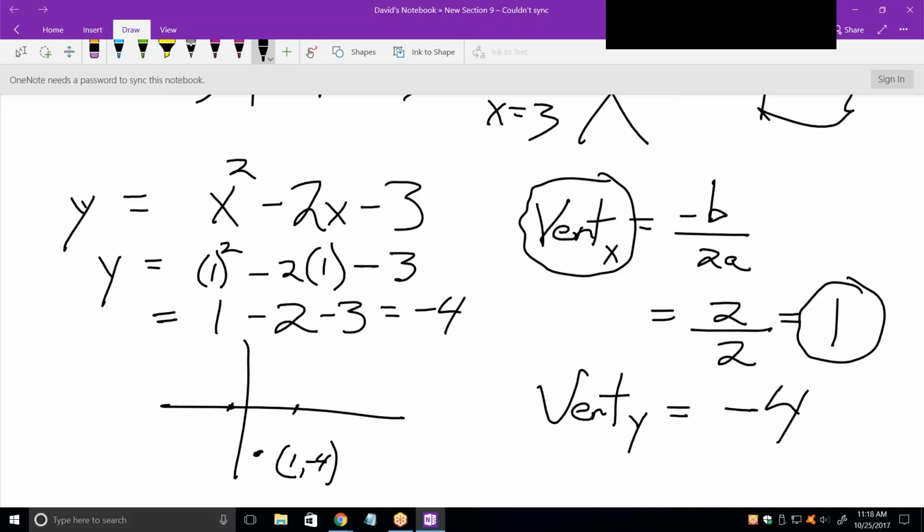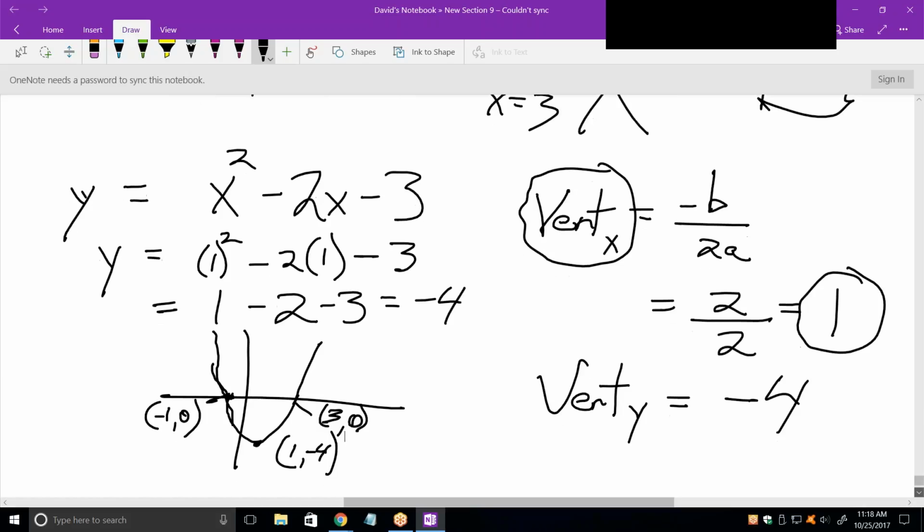Notice we now have 3 points. We can draw a perfect parabola. 3 points define a parabola. And you should label all 3 points. So what does that point label, and what does that point label? -1, 0. And 3, 0. You've answered every part of the question. Okay, cool.